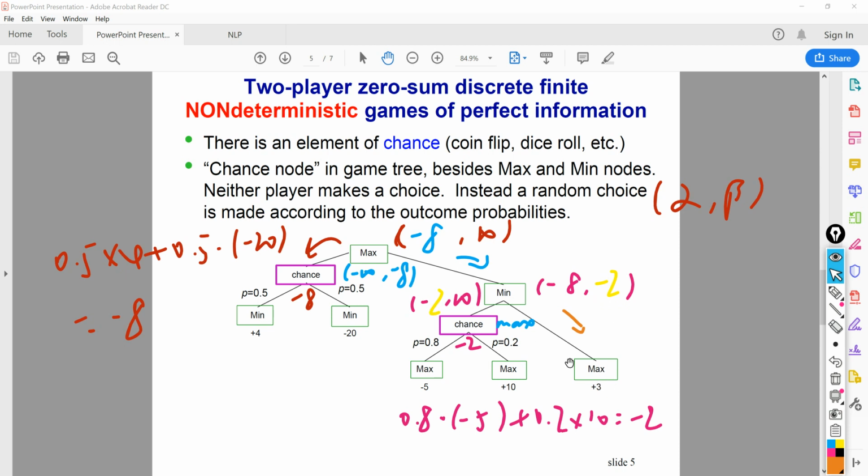To get the value for this node, we take the minimized value, which is -2, since -2 is smaller. Then we come back to our starting node, which takes the maximized value. Between -8 and -2, -2 is larger, so it updates -8 to -2. These are all the values for the nodes, along with the alpha-beta values for non-deterministic games.